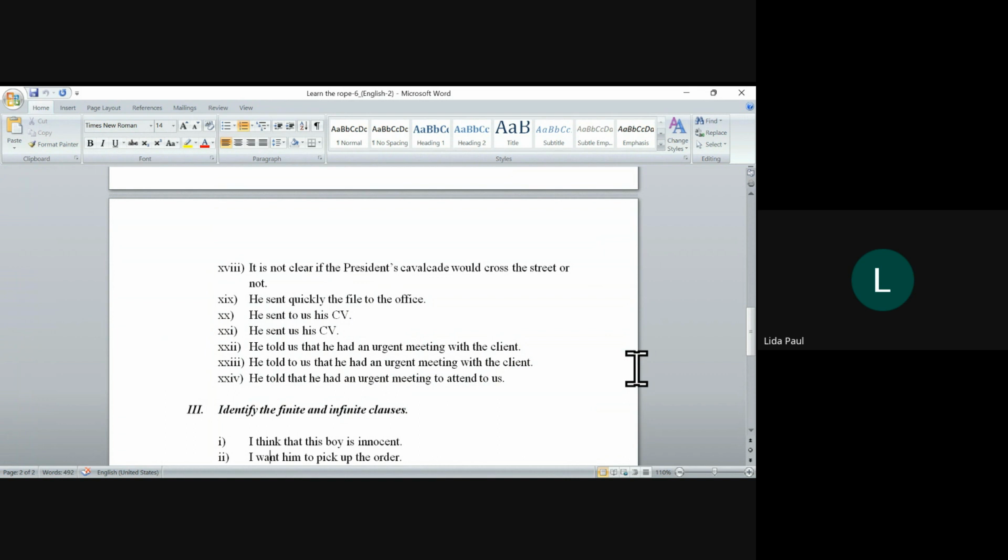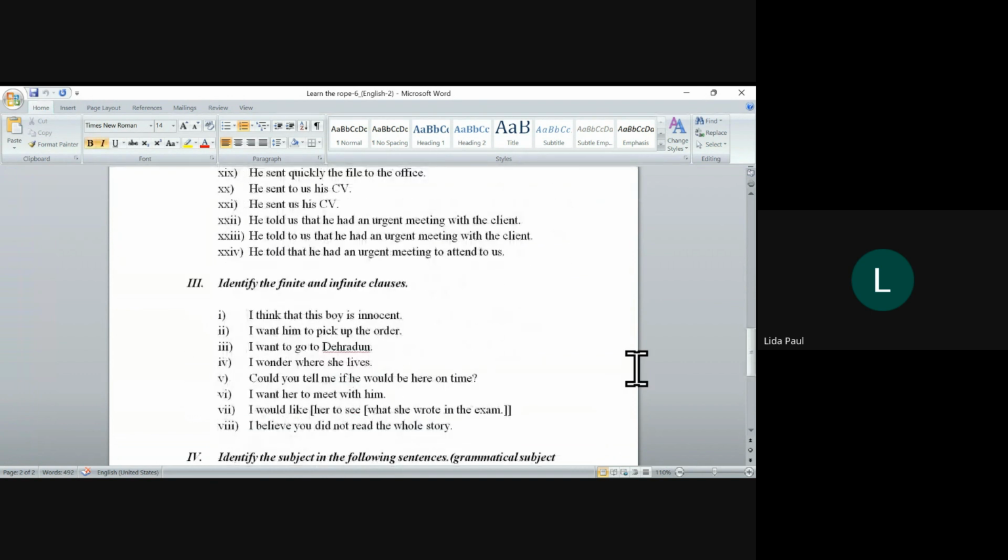Two ways of writing that sentence. Either you say "he told us that he had an urgent meeting with the client," or "he told that he had an urgent meeting to attend to us." But definitely not "he told to us." Clear? Yes, ma'am. Okay, all right.